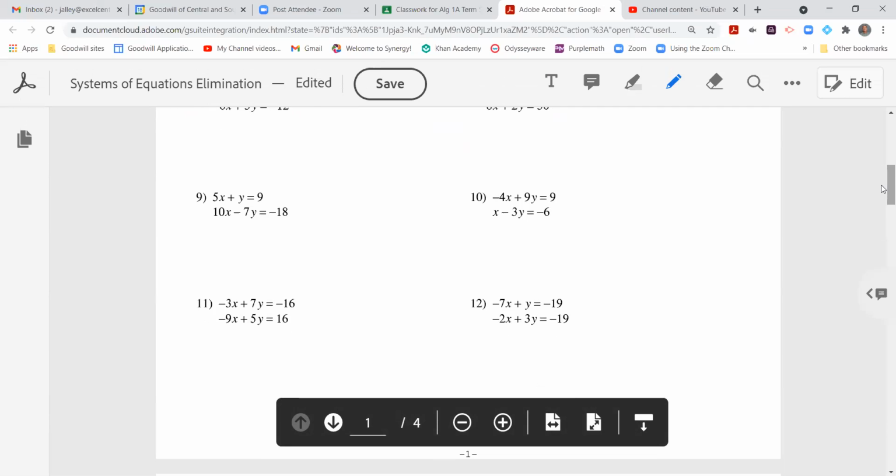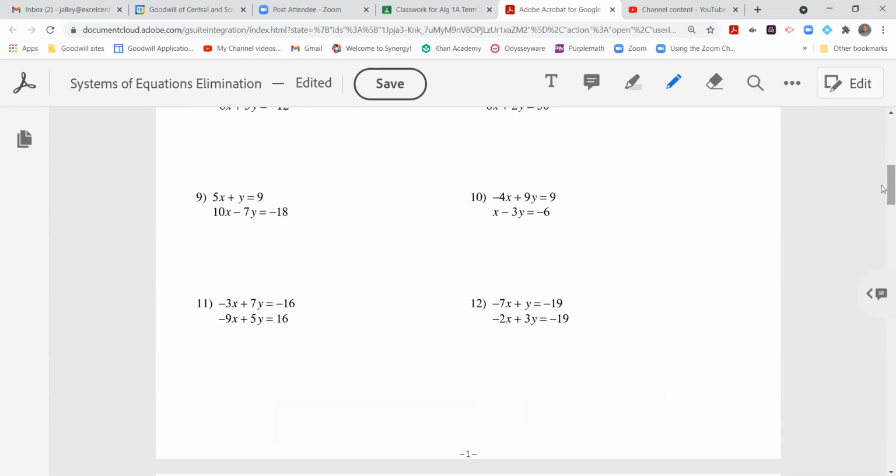You get down to problem 9, 10, 11, 12. Now it's a little bit more complicated, but not much. Remember that elimination is all about manipulation. We are going to manipulate these rows any way that we need to. Anybody want to try one of these on the board? Okay, thought I'd check.